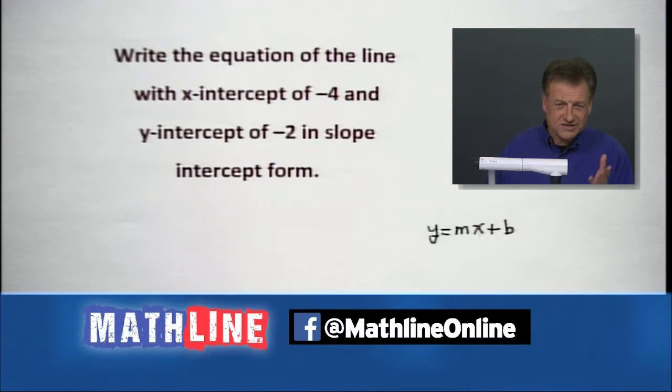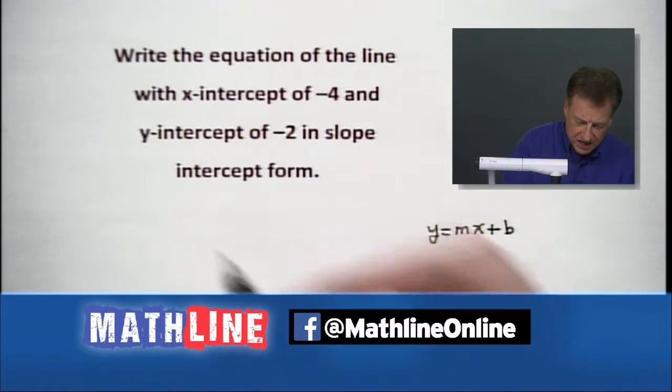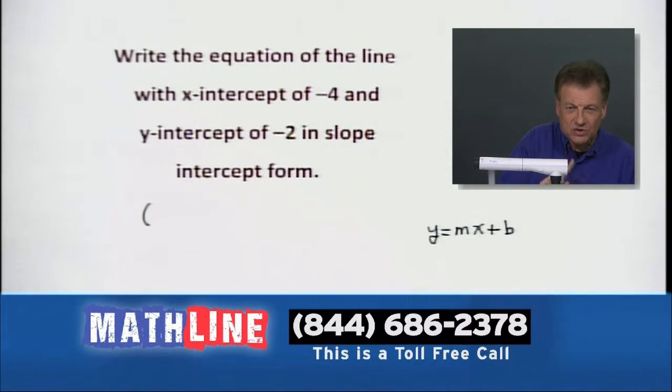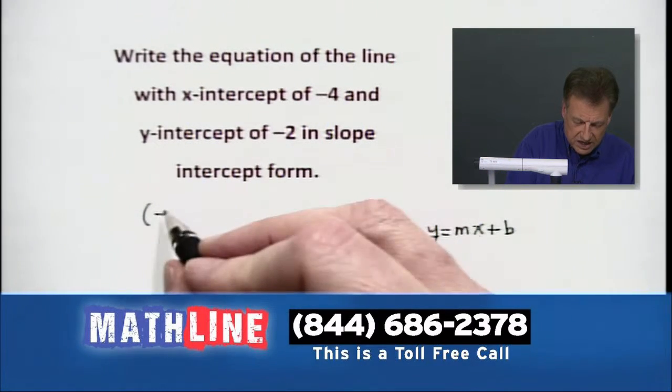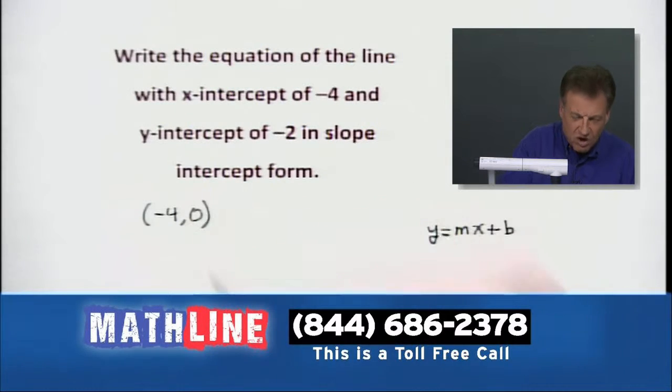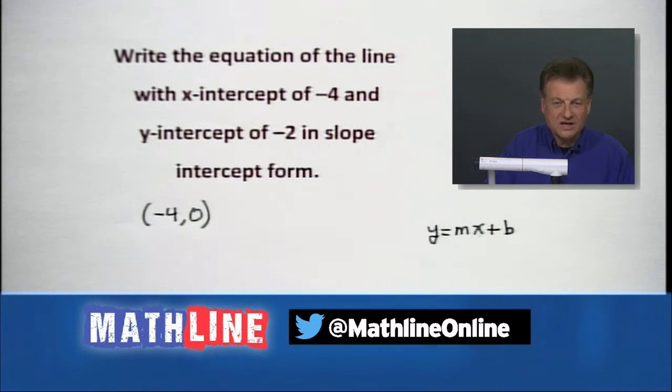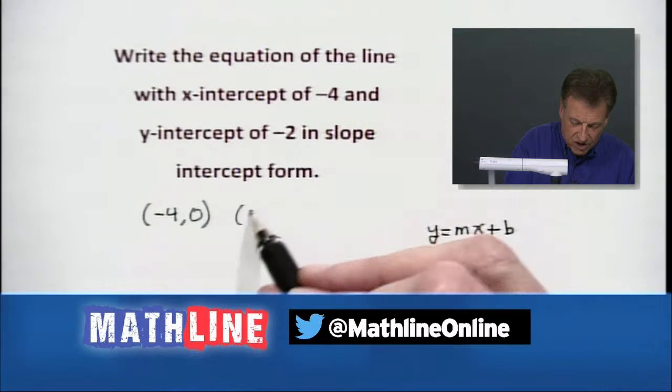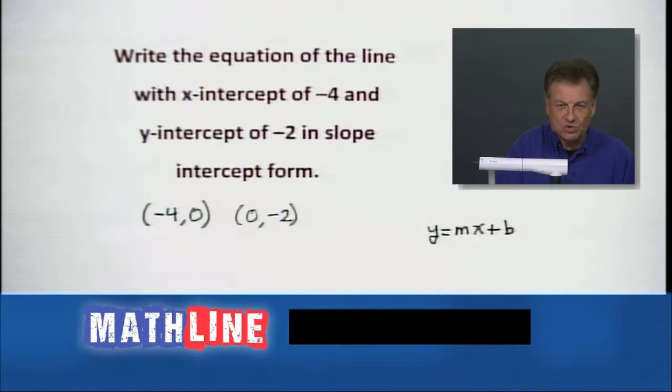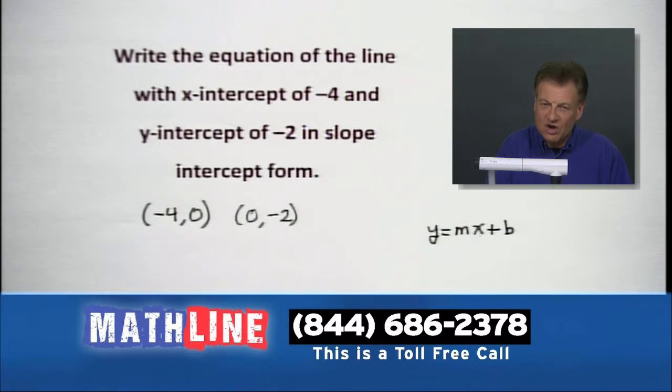So first let's talk about what x-intercept is. X-intercept is when the y value equals 0. So let's put a -4 and a 0 right there. And the y-intercept will be 0, -2. That's our story, and we have it going there.